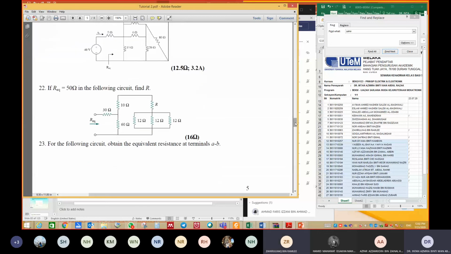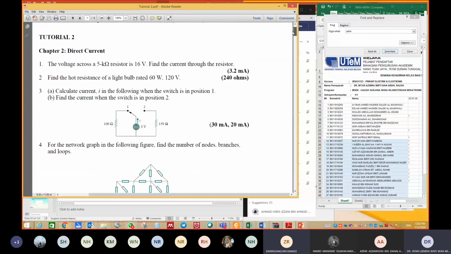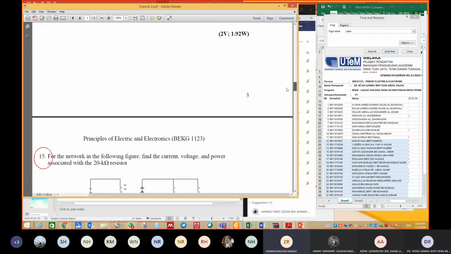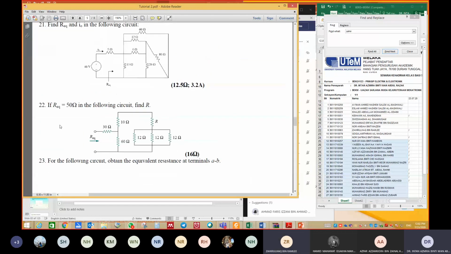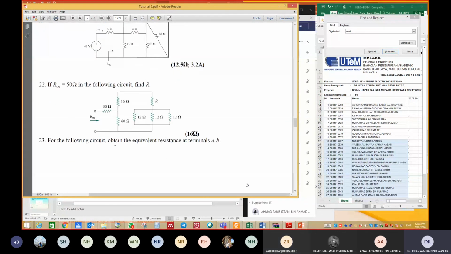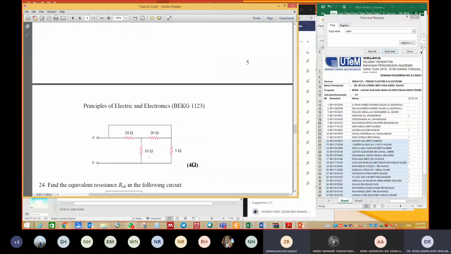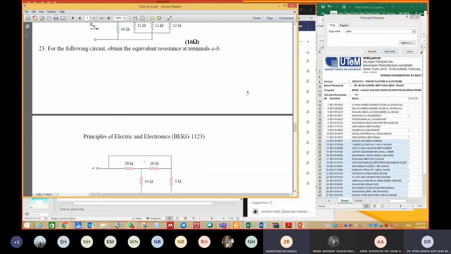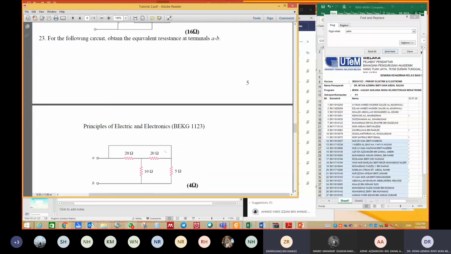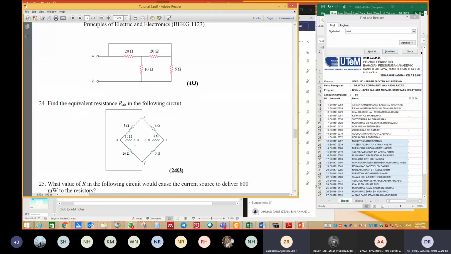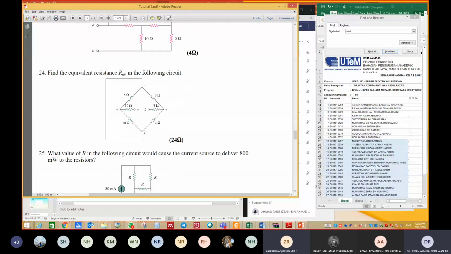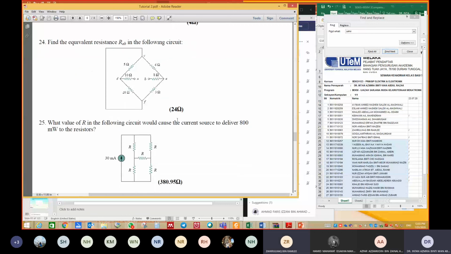Number 22. Okay, 22 is series and parallel circuit only. Number 23. 23 is quite challenging, but you can try it. This is series and parallel circuit only. Number 24. Please try and ask me which number that you cannot solve. Then we can discuss.